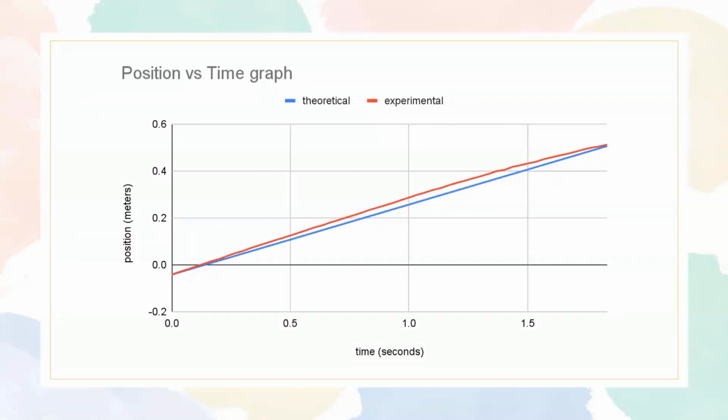So here you can see the position time graph. The blue line is the theoretical and the red line is the experimental. They are pretty even at the beginning and end, but you can see towards the middle where they separate. This is due to a couple different things, and you can also see where it does not start at 0, 0, and position was in meters and time was in seconds.